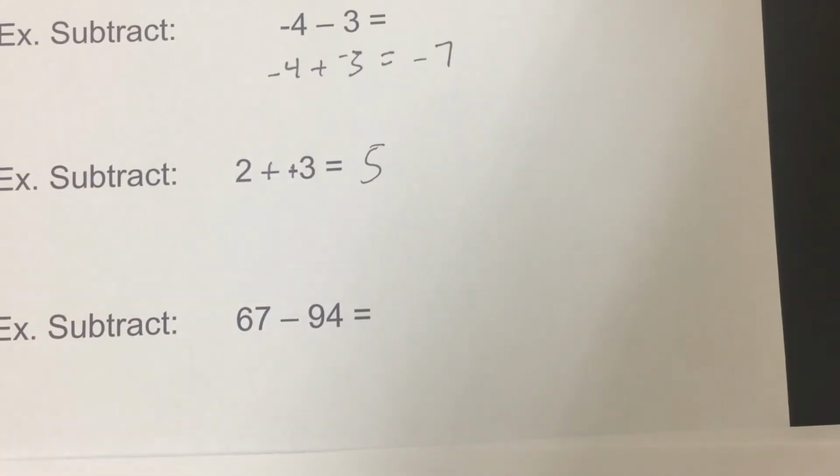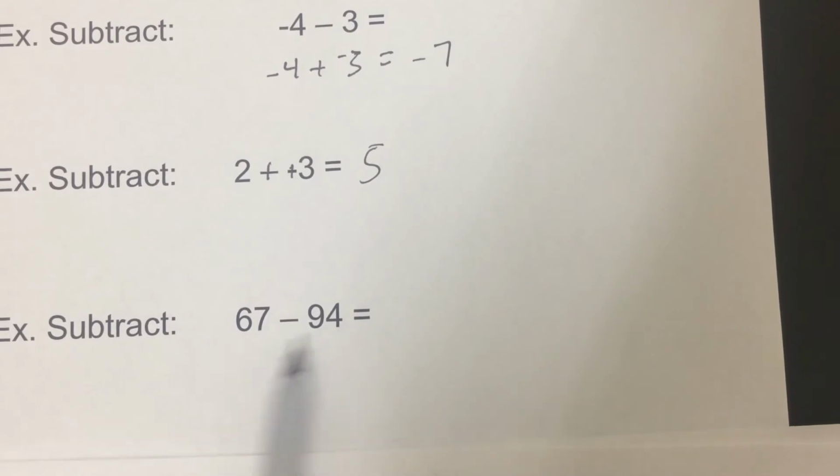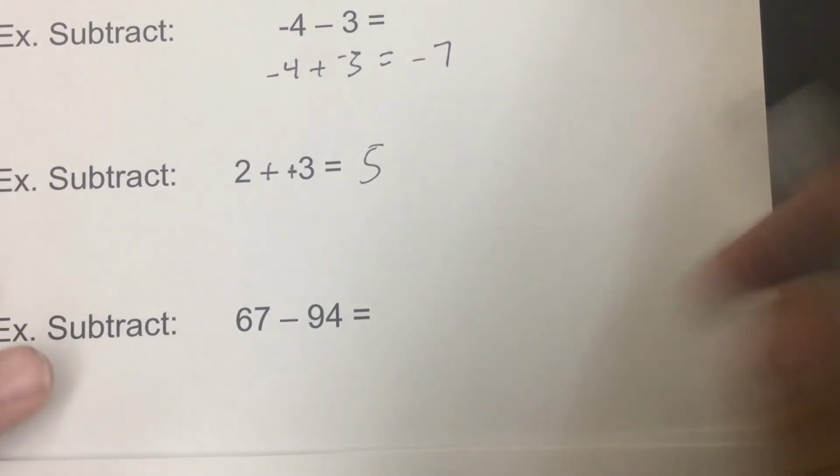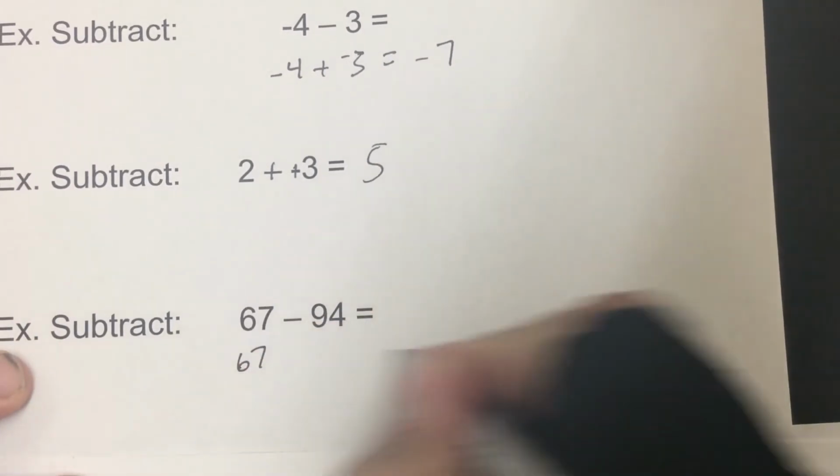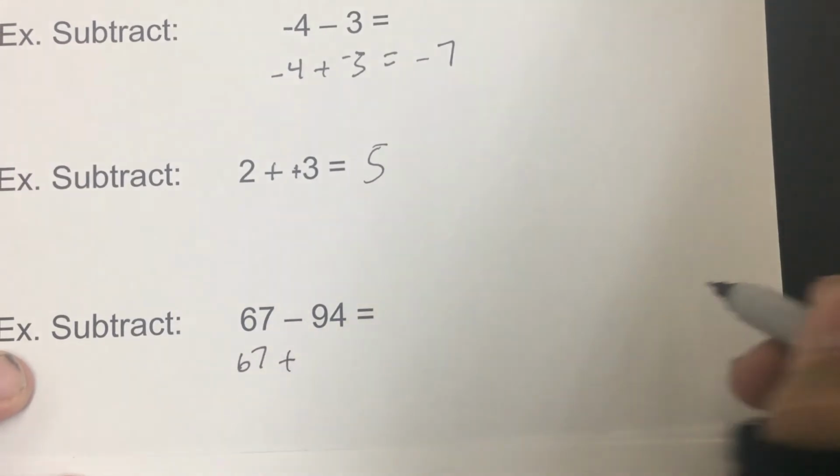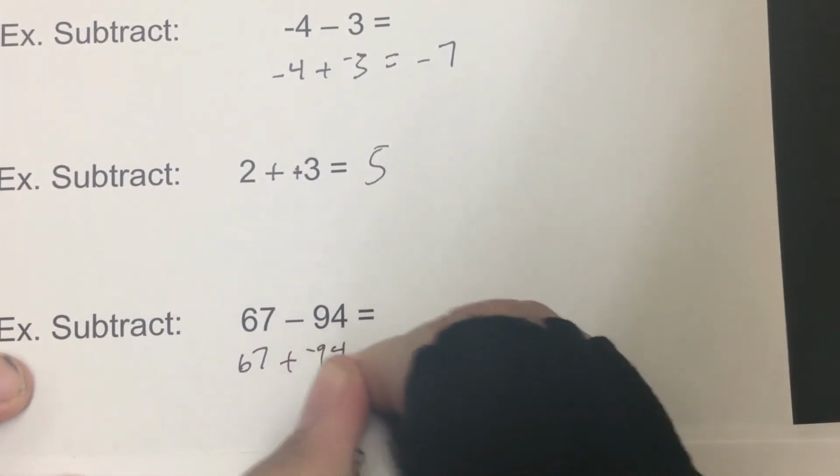So 67 minus 94. Both of these are positive, and if the bigger one was on the left side, we could just straight up subtract those, 94 minus 67. Because we're the other way around, we can't necessarily do that. So we leave the 67 alone. We change from subtraction to plus. This is now a negative 94.